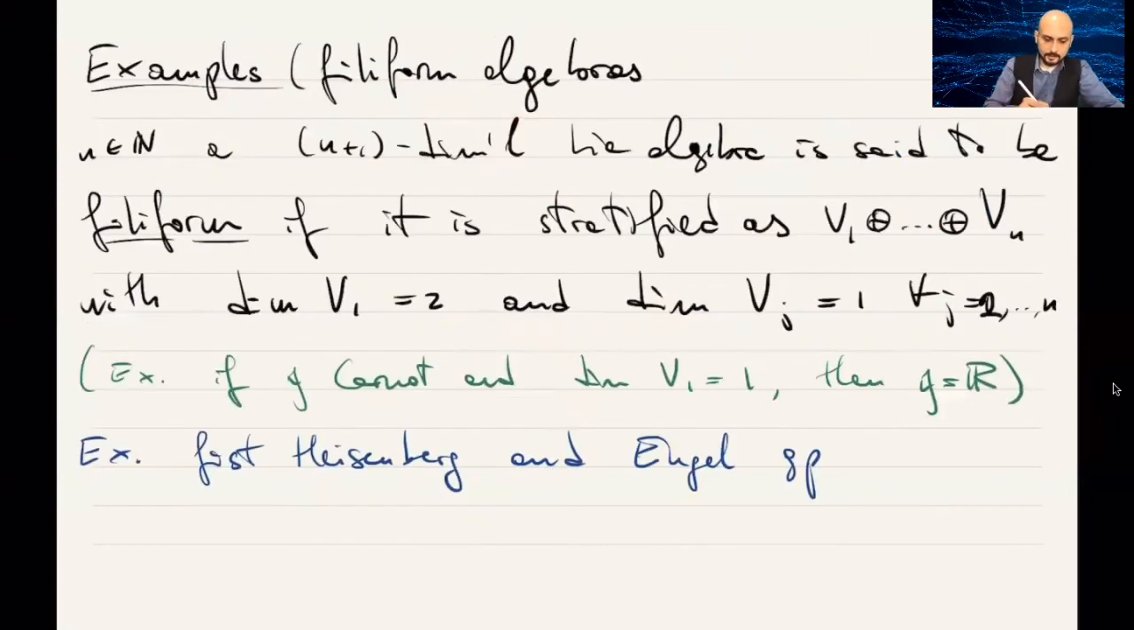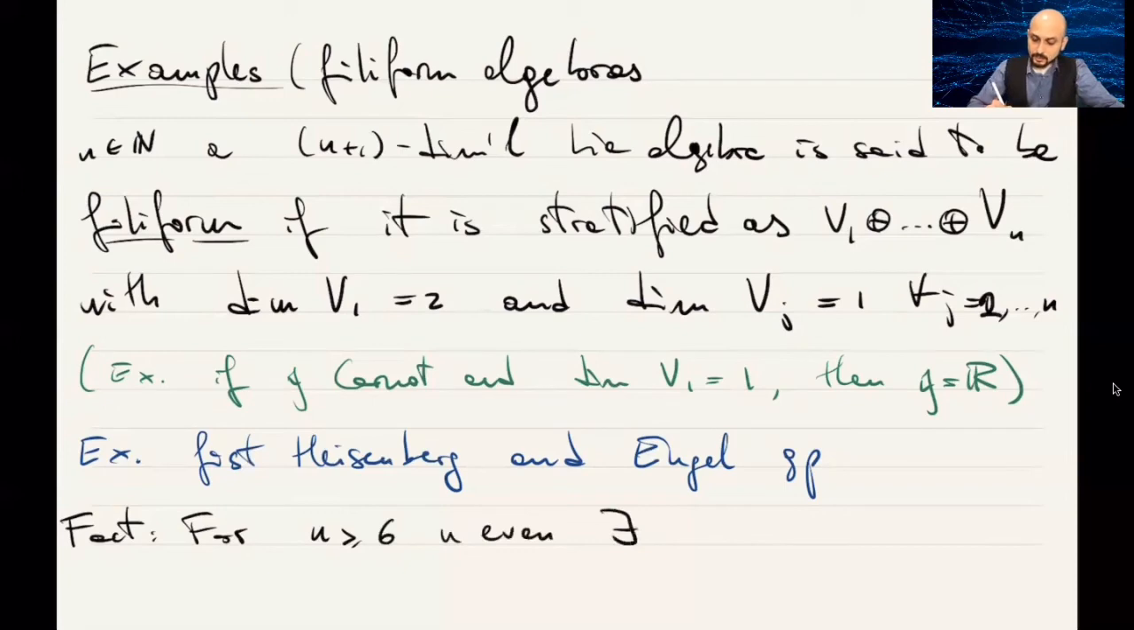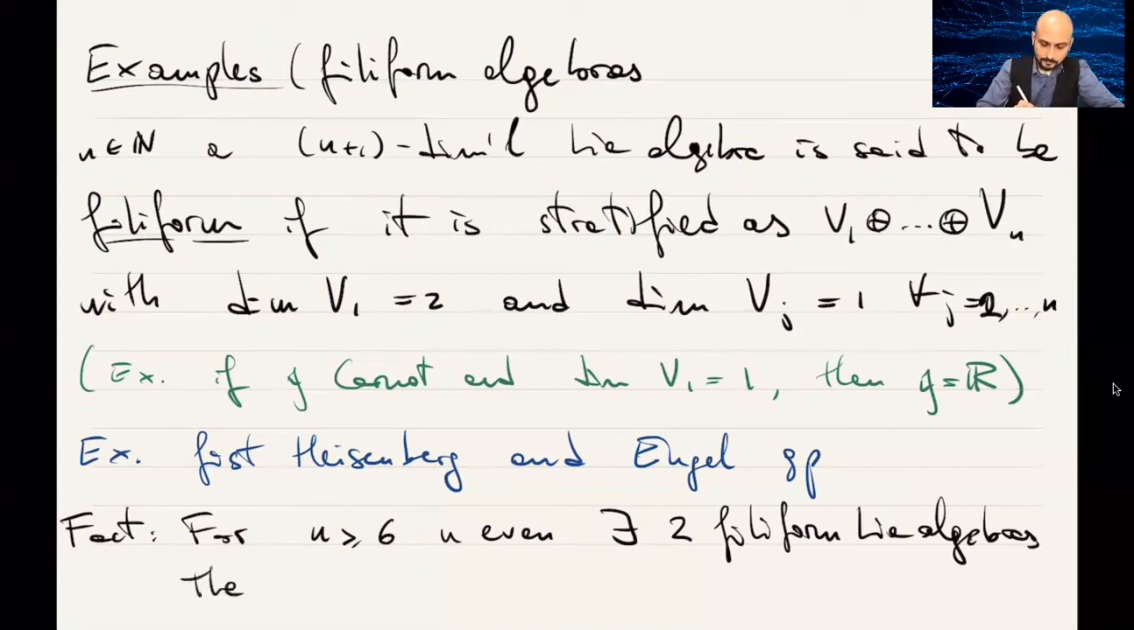Now, a fact, I will not prove it. For all even dimensions greater than 6, there exist exactly 2 filiform algebras. There are no more than 2, and there are 2 that are not isomorphic. Otherwise, there is only one. This one is called the filiform algebra of the first kind. And I will present it now.